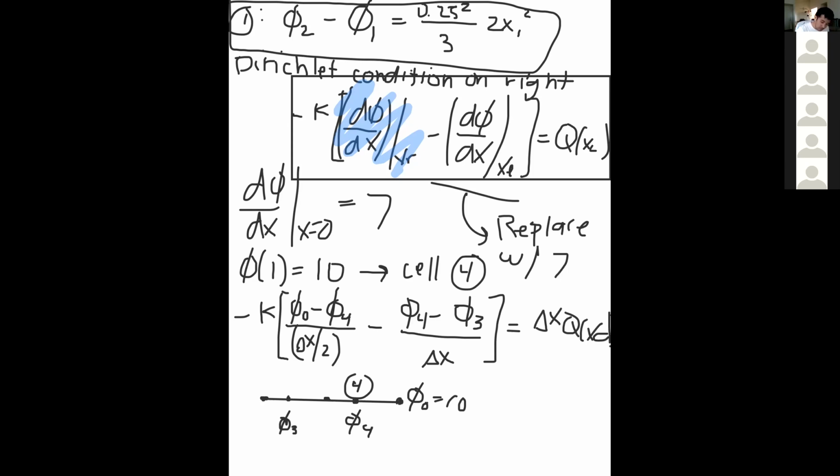In order to get our last algebraic equation, all we need to do is simplify this. We can simplify this by taking this phi 0, since we know what this is. We can just plug in 10 for that, because that's what the Dirichlet condition specified. Any questions on this board before I wipe it? Okay, so let's wipe the board.